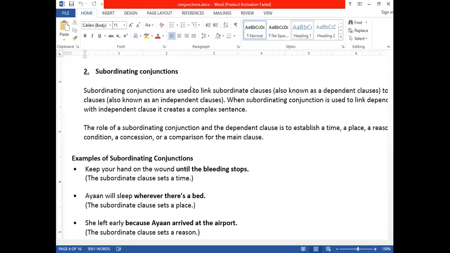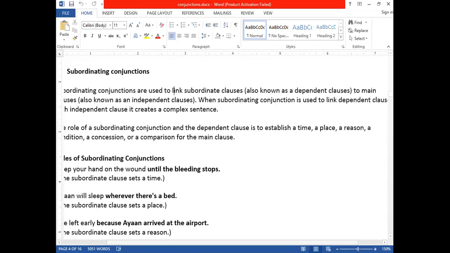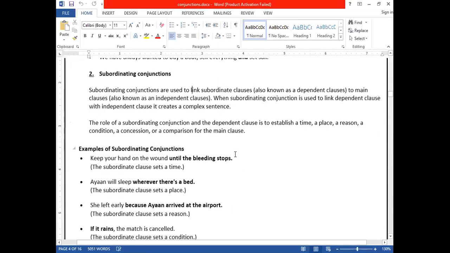In today's lecture, Bismillahirrahmanirrahim, we will talk about subordinating conjunctions. We use subordinating conjunctions to link clauses. We have already studied clauses. A clause can be a dependent clause, or it can be an independent clause. We've got two kinds of clauses: dependent clause and independent clause.